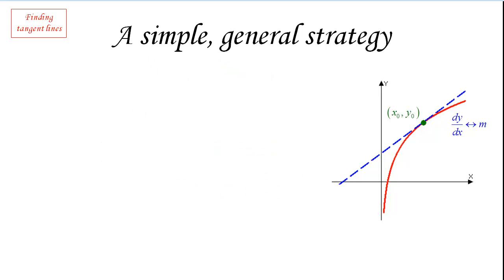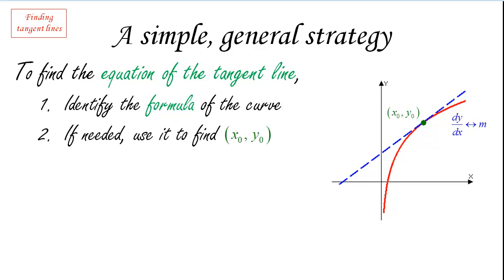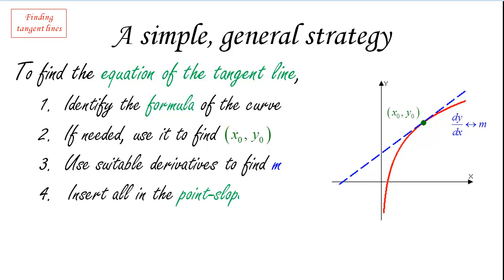So what is the strategy that we can use all the time to construct the tangent line to a curve at a point? Well, in order to find this equation, first of all, we want to identify the formula for the curve and figure out what kind of formula we have. Then, if it's not already given to us, we need to find the coordinates of the point at which we're constructing the tangent line. Then we're going to use a suitable derivative formula to find the slope. And finally, we're going to insert all of this in the point slope formula. So it's a fairly simple strategy. As I said, probably not a surprise to you, but it's just a way of systematizing all the information that we've got so far.